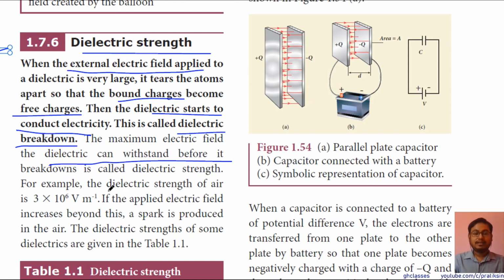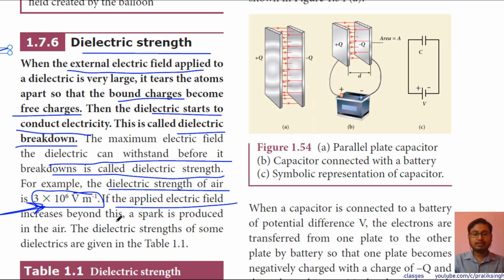For example, the dielectric strength of air is 3 into 10 to the power 6 volt per meter. That means up to this external electric field, the air will work as a dielectric. But if the external electric field becomes higher than this, air also starts behaving like a conductor of current. If the applied electric field increases beyond this, a spark is produced in the air. The dielectric strengths of some dielectric materials are given in the table below. Let us see that one by one.